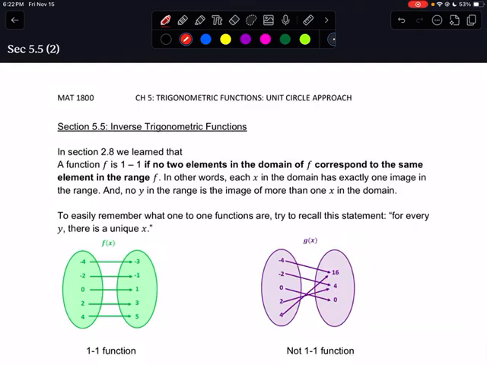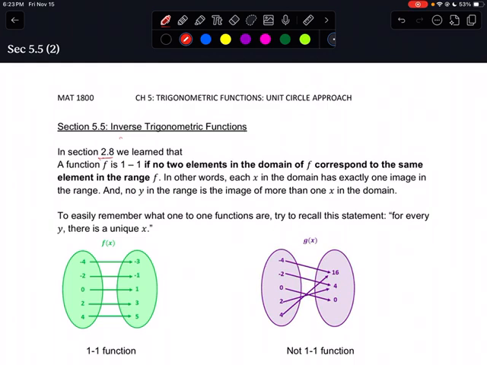Welcome back to section 5.5, inverse trigonometric functions. Now if you recall, we defined inverse functions for those functions which are one-to-one. And what is a one-to-one function? In chapter 2, at the end of chapter 2, in section 2.8, we explained that.